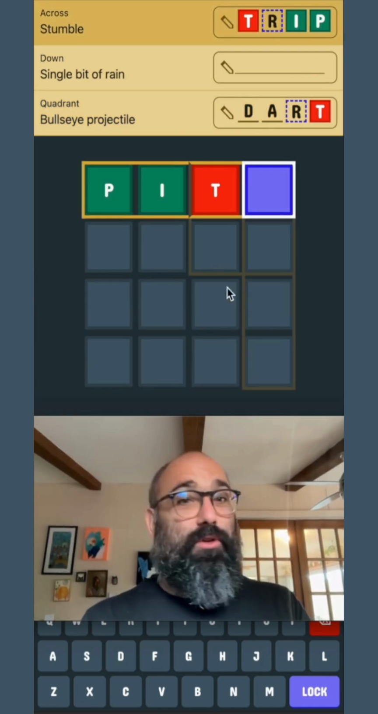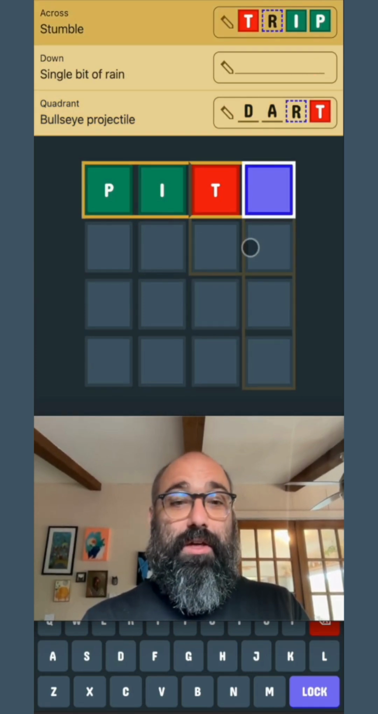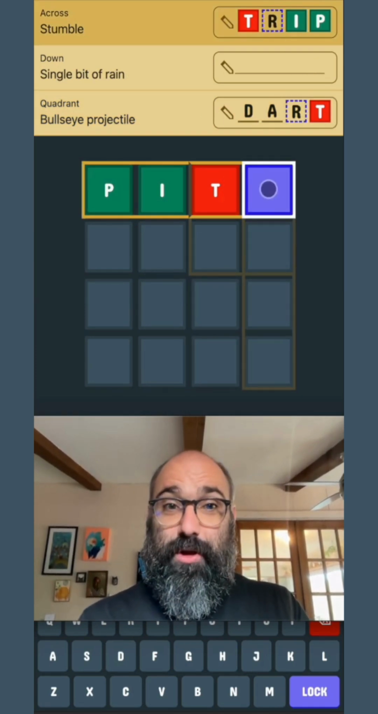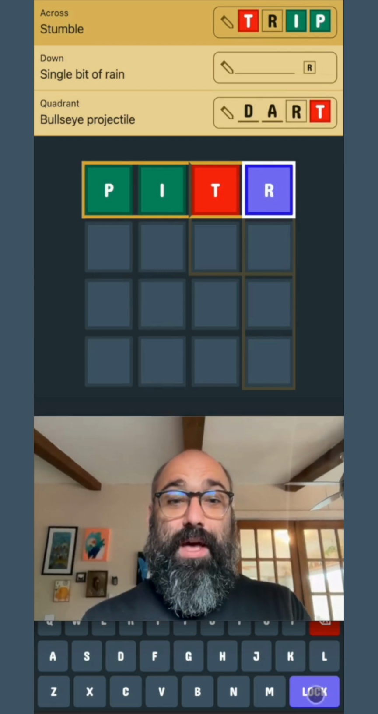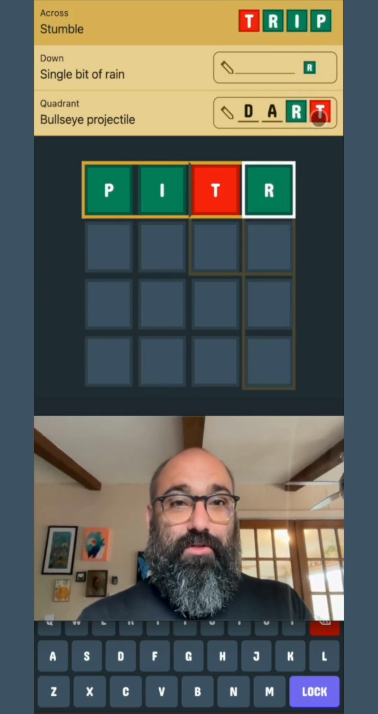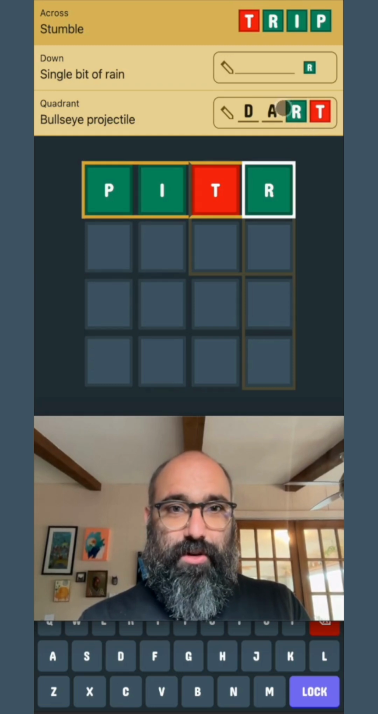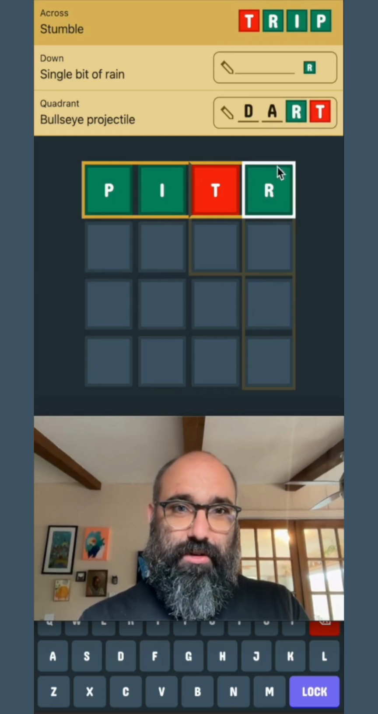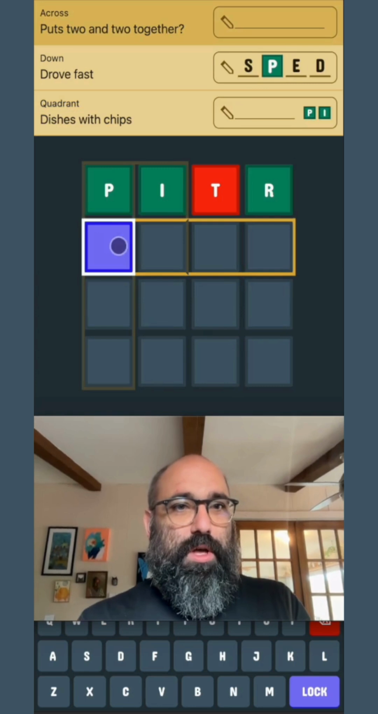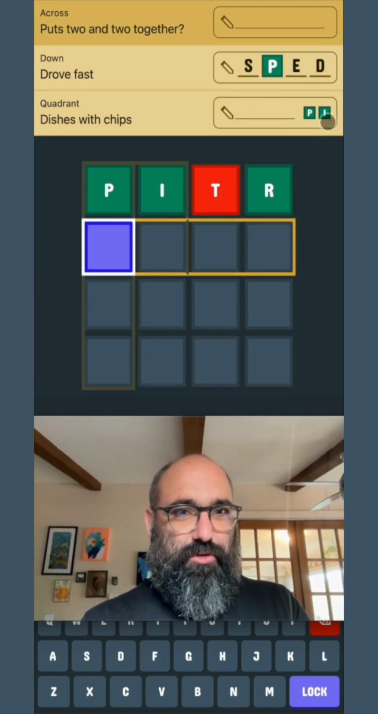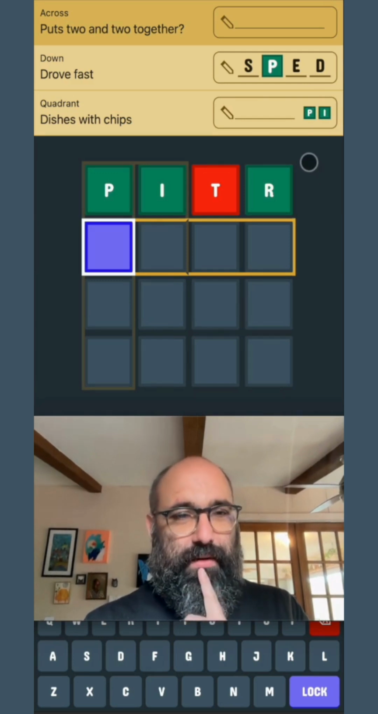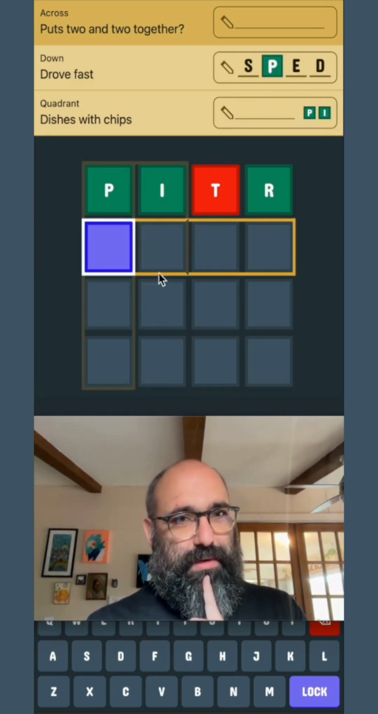Now, straight up Sudoku rules, I don't even need to know any other clues for this. This has got to be trip. This has got to be an R. Let's go ahead and lock that in. You can see as we lock in letters, you start to see them be locked in your answer here. Let's go here, and we're starting to see the letters. Also, it shows you the letters here. We're starting to see some of the letters here, and I'm getting an idea what this might be.